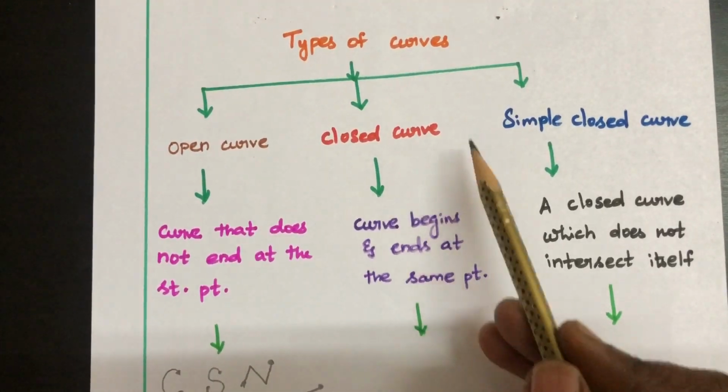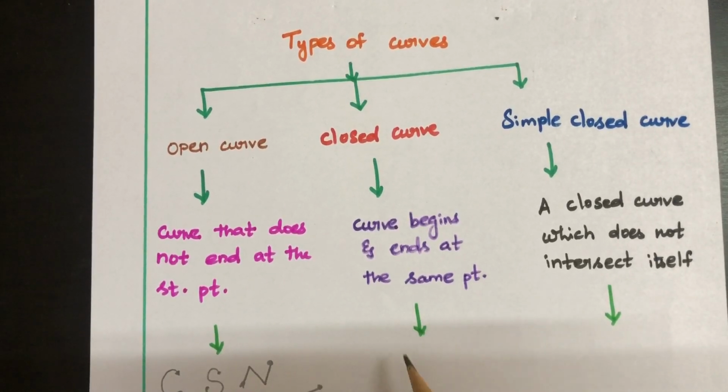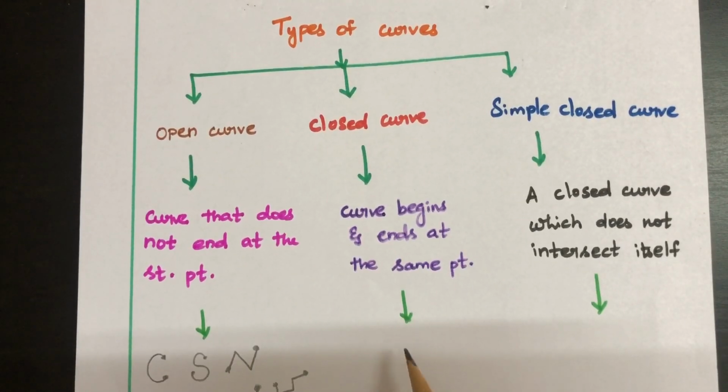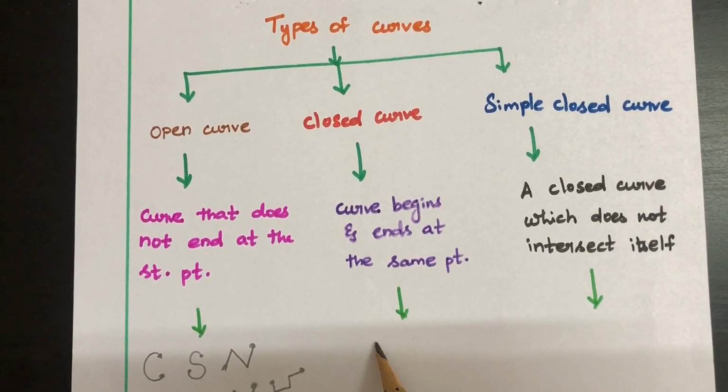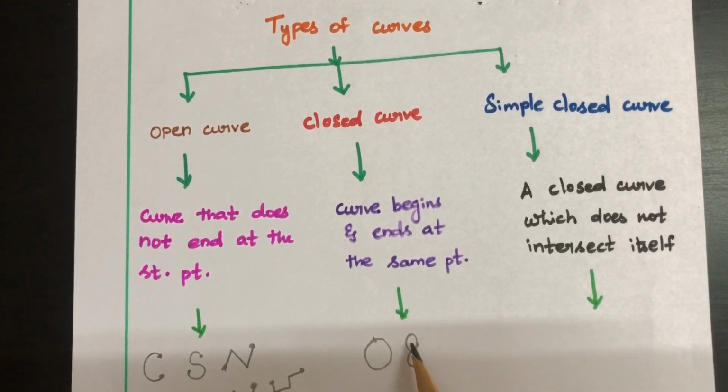What is a closed curve? A curve that begins and ends at the same point is called a closed curve. What are the curves? They start and end at the same point. In alphabets also, we can give O, right? O starts here and ends here. Even H. It starts at the same point and ends at the same point. It is closed. These are all the interior of the figure. These are all called closed curves.